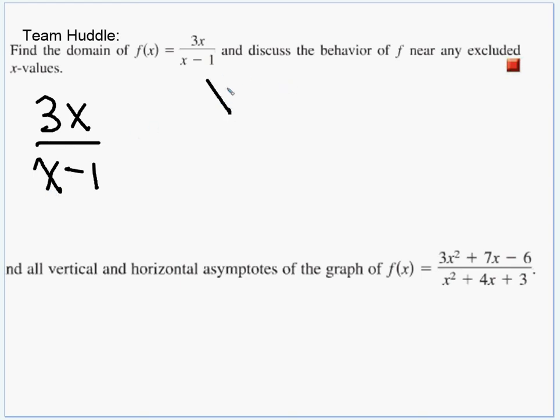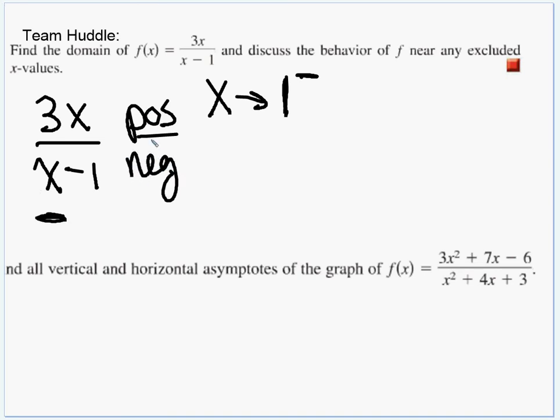So let's see here. As x approaches 1 from the left side. So think about the number line, 1. Give me a number a little bit to the left of 1. I'm thinking 0.9. Now, if I plug 0.9 in the numerator, 3 times 0.9 is 2.7, but we're just worried it's positive. If I put the same 0.9 in the denominator, 0.9 minus 1 is negative. A positive number divided by a negative number is negative, so that's telling us here our function is heading for negative infinity.